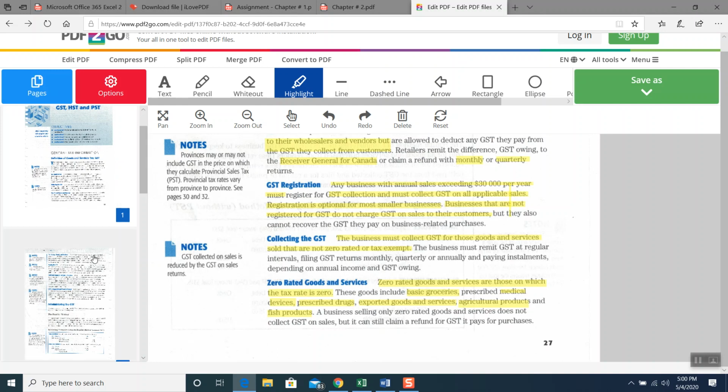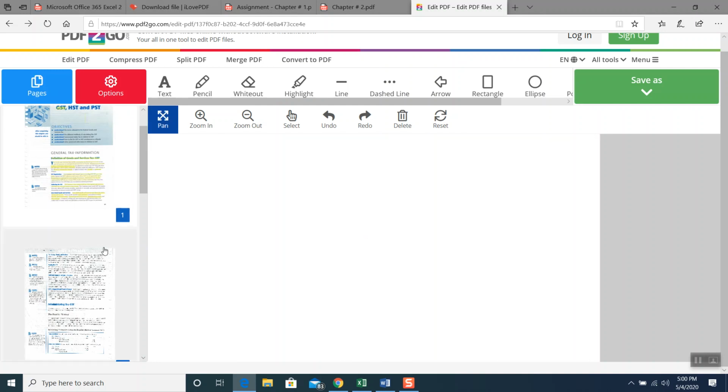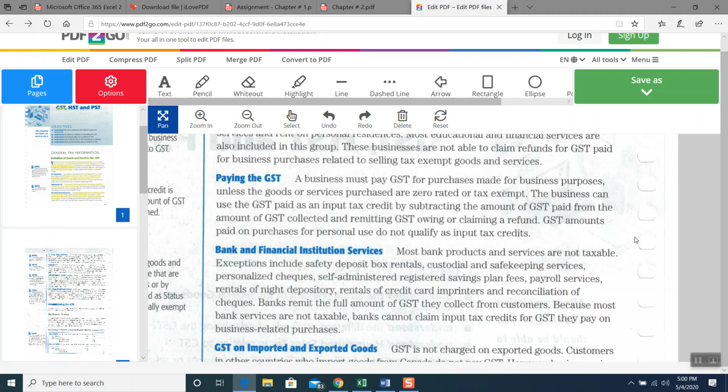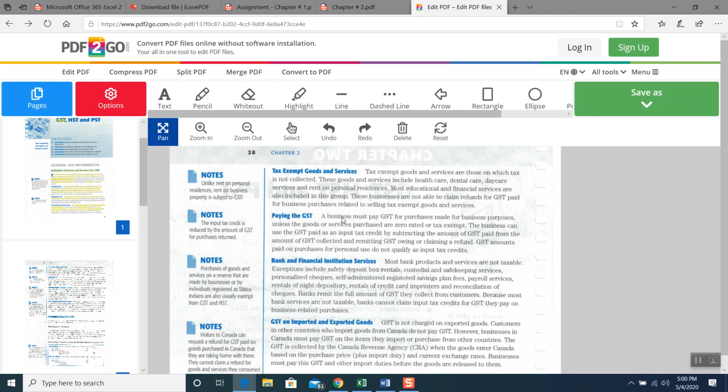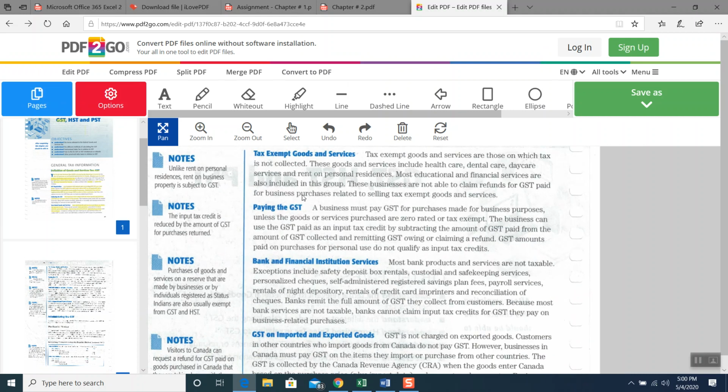Next page is what we have: tax exempt goods and services. Basically, the first one was zero rated taxes. So let's talk about tax exempt goods and services. What is the meaning of this term? Tax exempt goods and services are those on which tax is not collected. So this means there would be tax, but we do not charge tax. We do not collect taxes on these items.